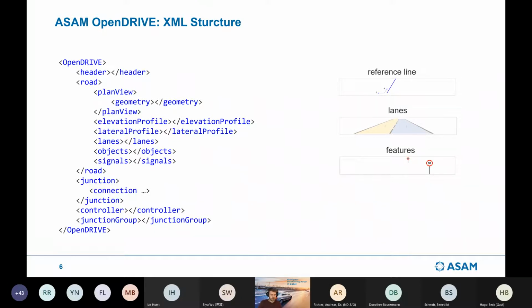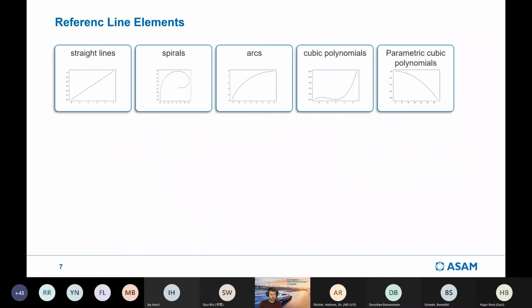And this is the very rough overview of the XML structure of OpenDRIVE. What I said before is the basic concept of the reference line: the reference line is the basic concept of OpenDRIVE. And these are the options we have to model the reference line. We can use straight lines, we can use spirals, which have a starting curvature and a linear change to a goal or target curvature, and we have arcs with a constant curvature, or we can use cubic polynomials or parametric cubic polynomials.